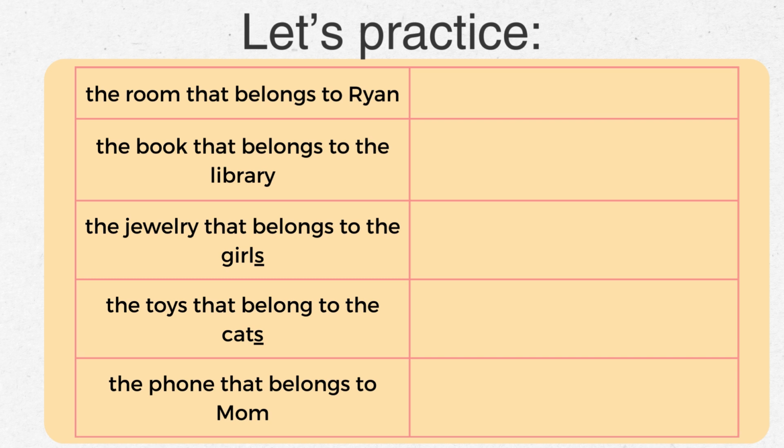Who's the owner? Does it end in S? Remember, if it ends in S, we're just adding an apostrophe. If it doesn't end in S, we'll add an apostrophe S. And then what do they own? The toys that belong to the cats. Who's the owner? Does it end in S? What do they own? The phone that belongs to mom. Who's the owner? Does it end in S? What do they own? Pause the video and take your time to work through these.